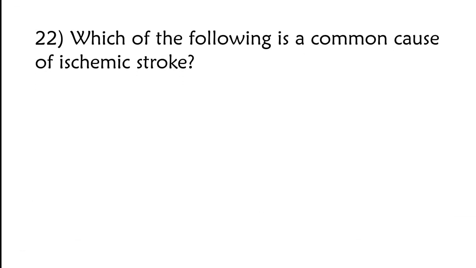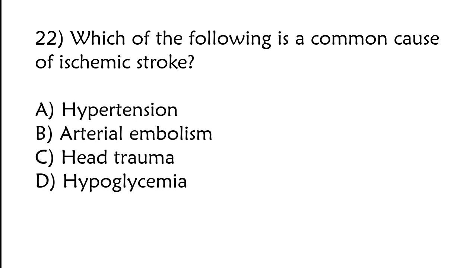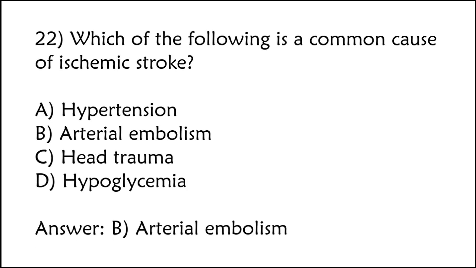Which of the following is a common cause of ischemic stroke? Hypertension, arterial embolism, head trauma, hypoglycemia. The correct answer is option B, arterial embolism.